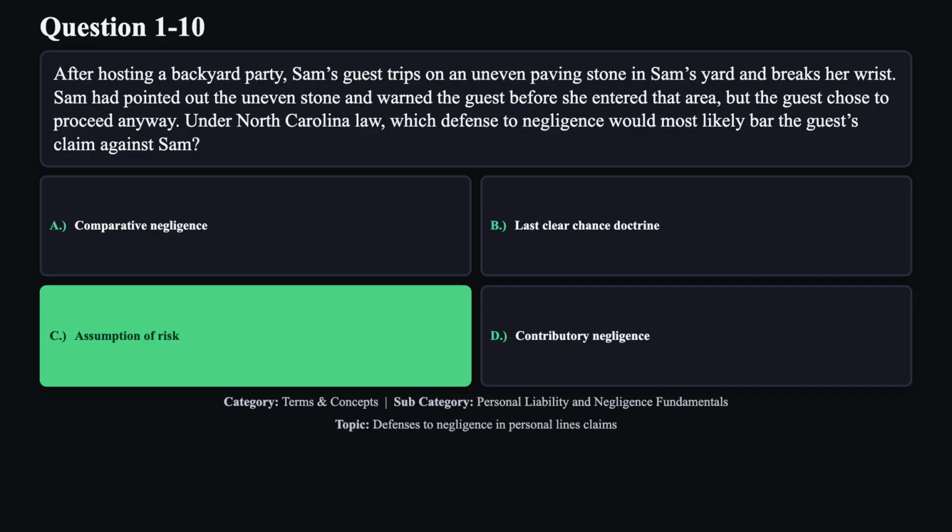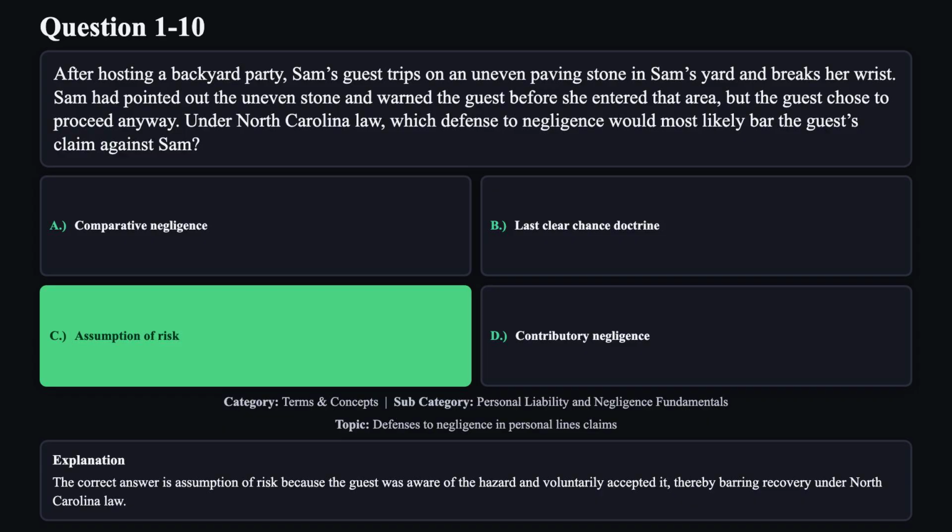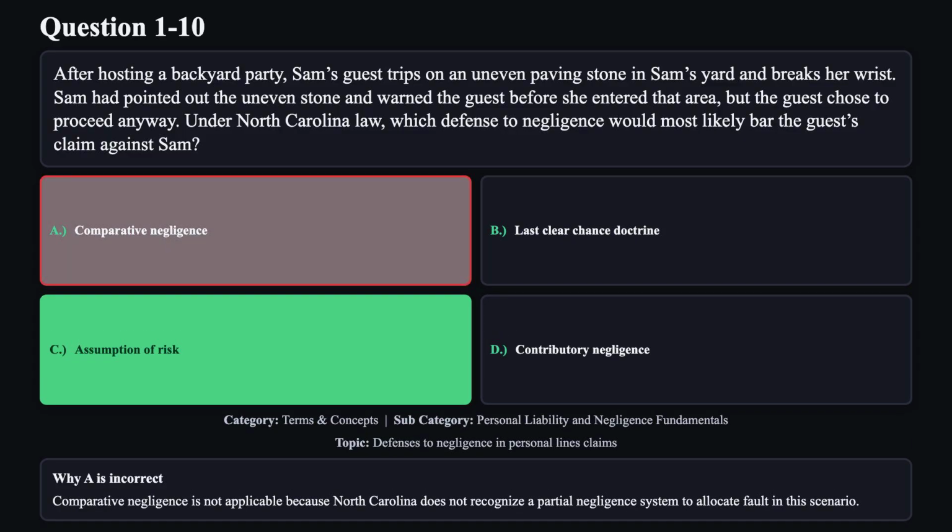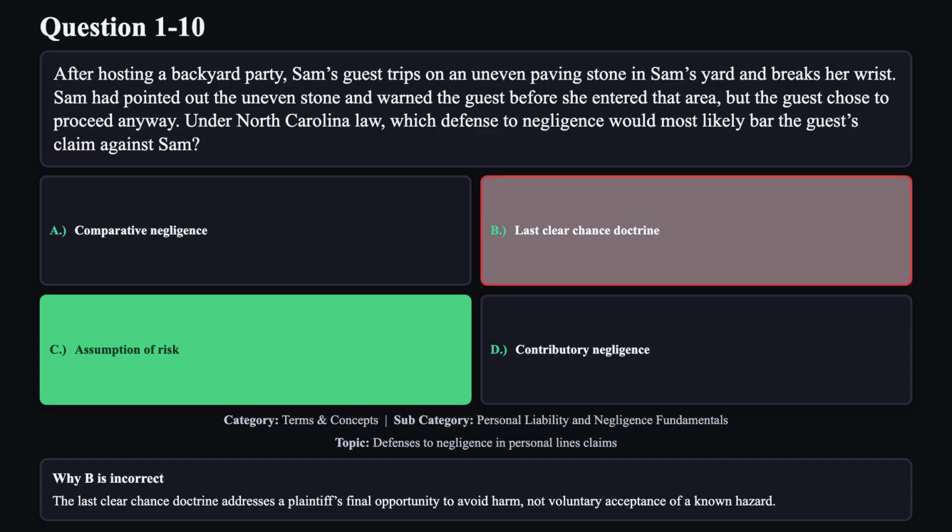The correct answer is C. The correct answer is assumption of risk, because the guest was aware of the hazard and voluntarily accepted it, thereby barring recovery under North Carolina law. Reason A is not correct. Comparative negligence is not applicable because North Carolina does not recognize a partial negligence system to allocate fault in this scenario.